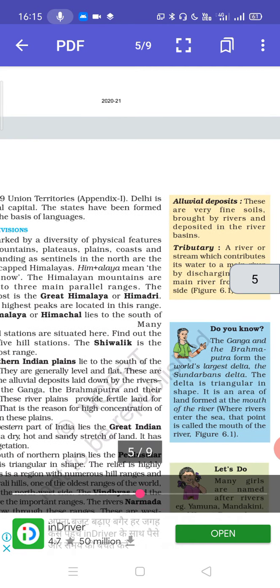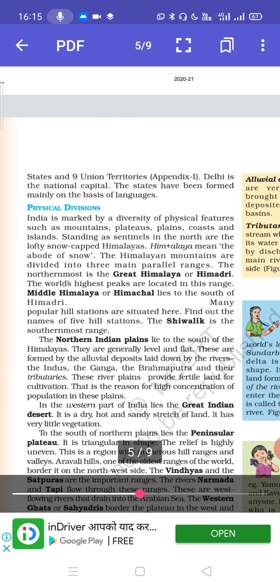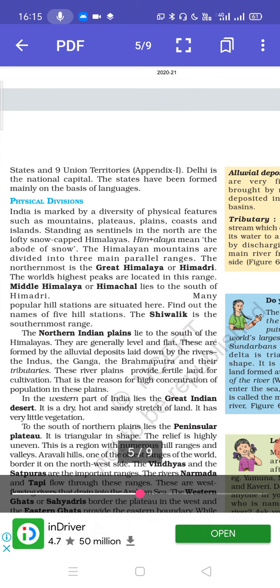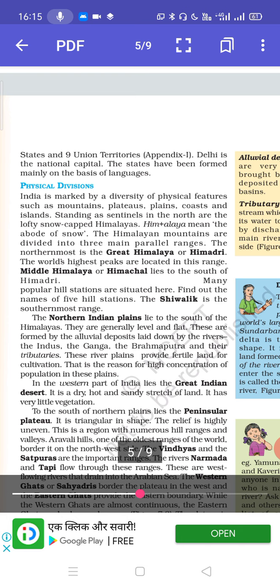So, you must understand that the Himalaya mountain has been divided into 3 parallel ranges, and the northernmost part is known as the Great Himalaya, or the second name is Himadri. The world's highest peaks are located here in Great Himalaya or Himadri. Then there comes the Middle Himalaya or Himachal, which lies to the south of Himadri. Many popular hill stations are situated here. Find out the names of the 5 hill stations. The Shivalik is the name of the southernmost range.